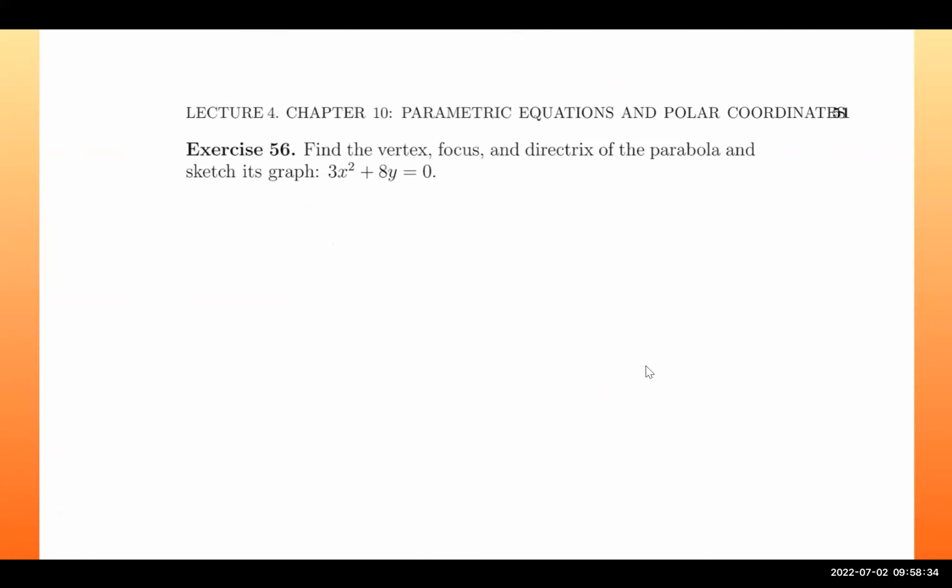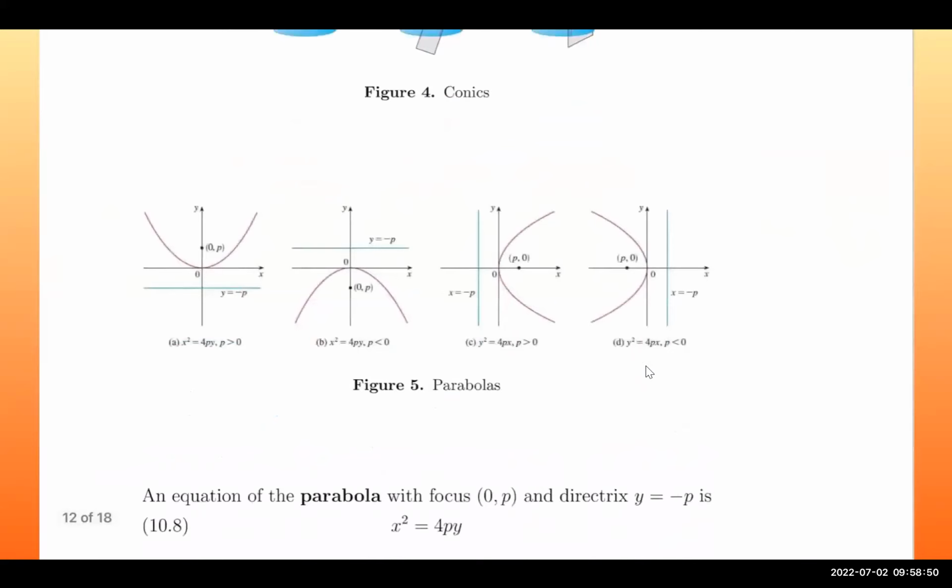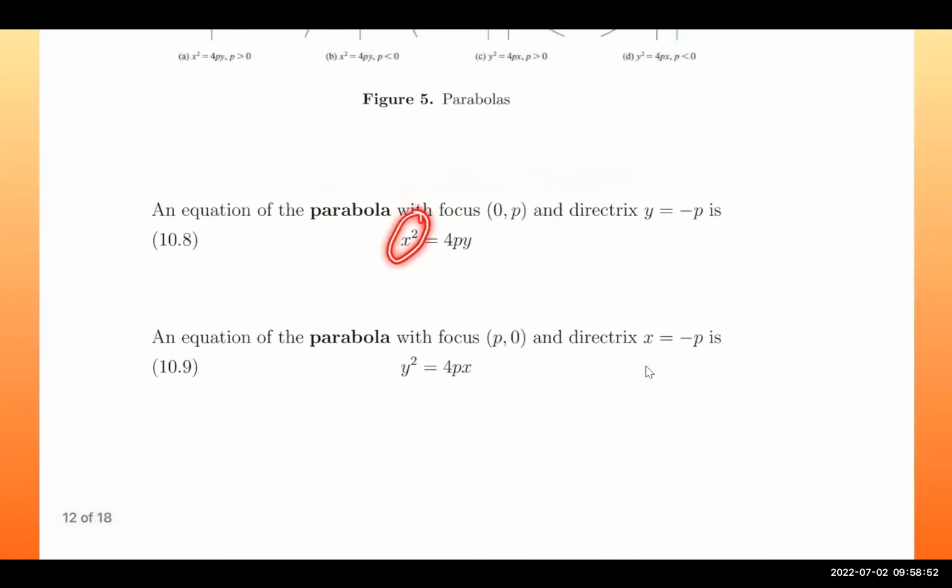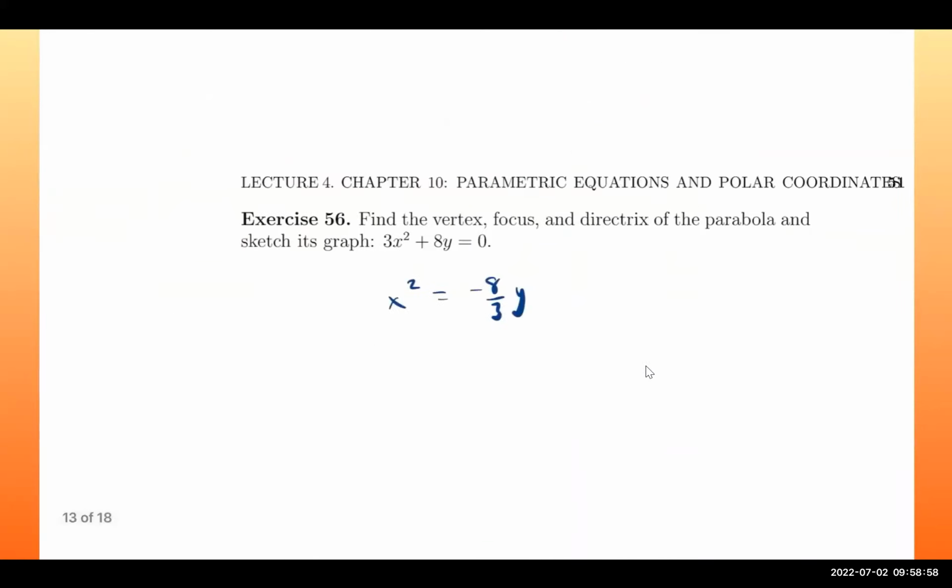So our very first example says find the vertex, focus, and directrix of the parabola and sketch its graph. So first we want to write it in the correct form. If you solve for x squared, you're going to get x squared equals negative 8/3 y. All I did was isolate the x squared, because if you look down here, that's what we need to do. So this is the equation that we're going to be using.